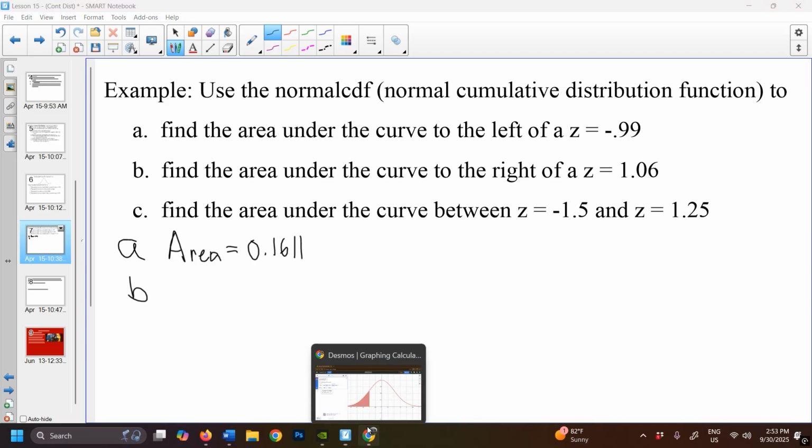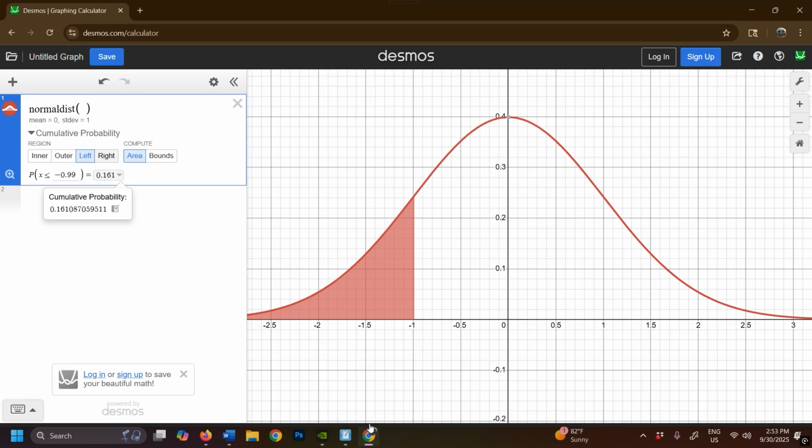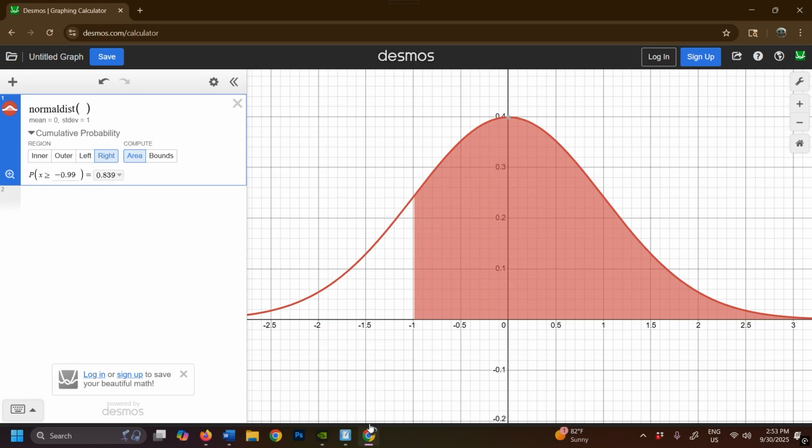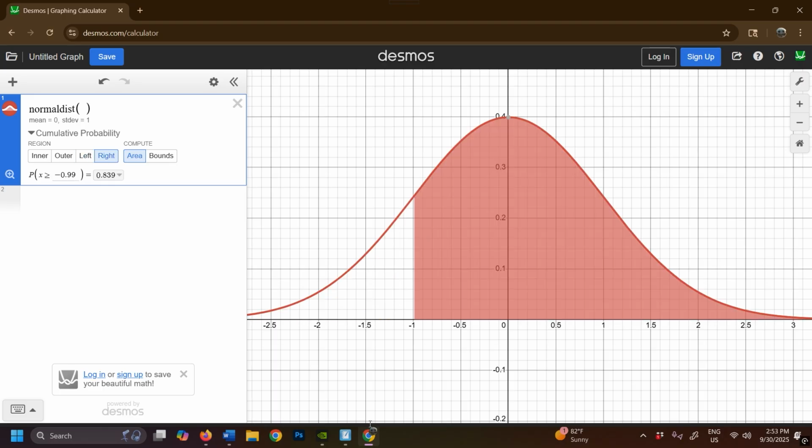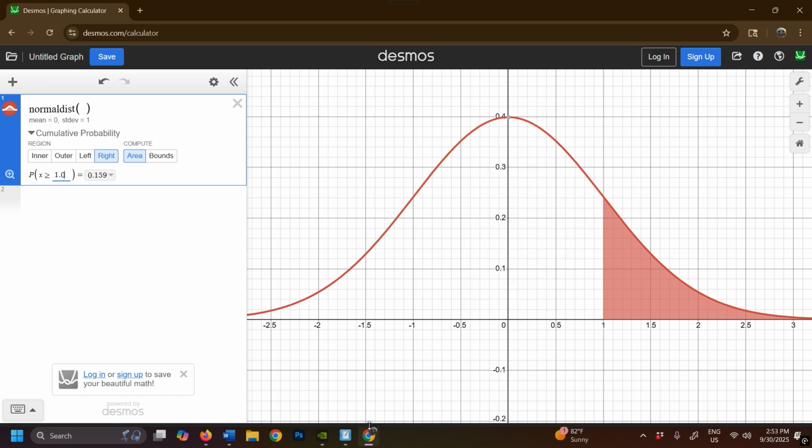Now, in Desmos, if I'm going to do the area to the right, I have to come up and change the region to right. You'll notice when I change it from left to right, the x value changes. Because we're using the standard normal curve, I can just say that I want 1.06 as my z-score, and the area becomes 0.1446.